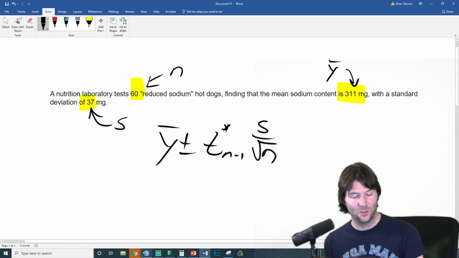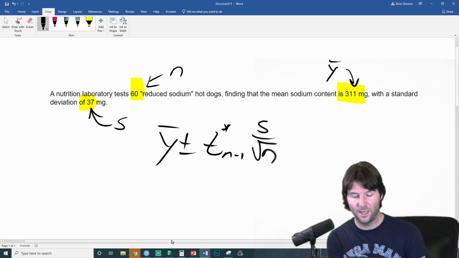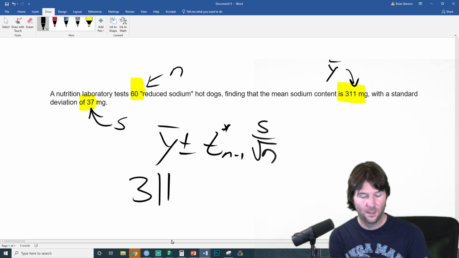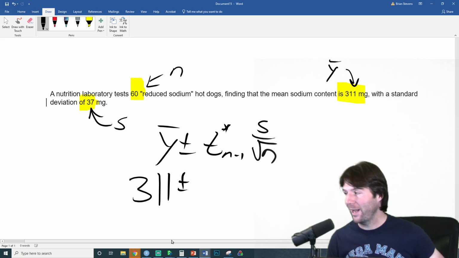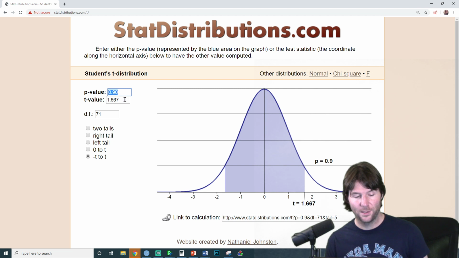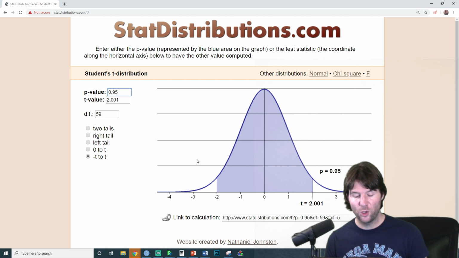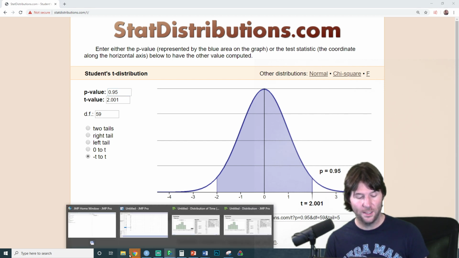Awesome stuff. So all we're going to do is plug in the numbers, 311 plus or minus, and now we have to go get this t. To get this t, let's go over to our t-applet. These are 60 hot dogs, and I think we want a 95% confidence interval. 60 has 59 degrees of freedom. We make a 95% confidence interval. The t is 2.001.